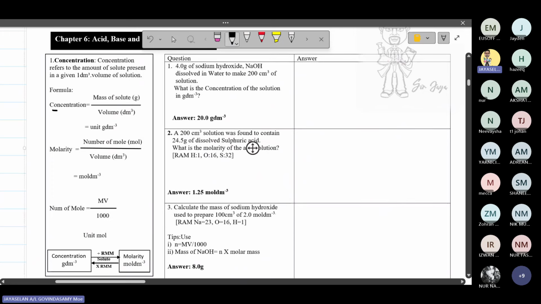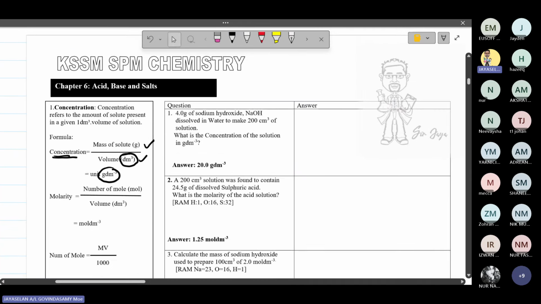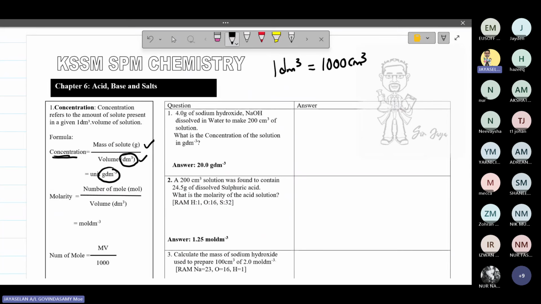Please remember when they put concentration, the unit is given like this: mass of solute divided by volume. Objective questions can come out. Make sure the unit is in dm power 3. How to change? 1 dm power 3 is equivalent to 1000 cm power 3. This must be memorized. They ask for concentration in gram dm negative 3. So how to do this?